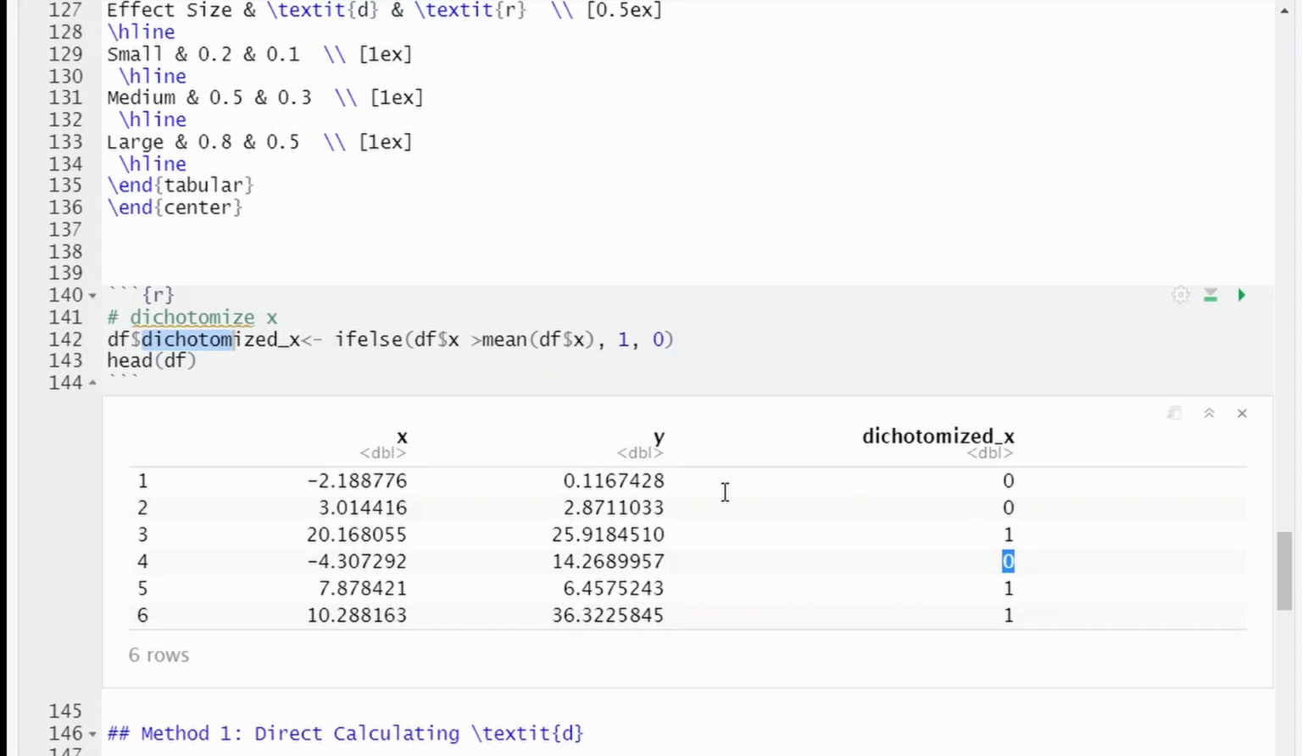And here again, this is smaller than the mean, so we call it 0. So basically, the idea is that we can create a column of binary data, 0 and 1, by comparing each value of x to its mean. So we can do that.